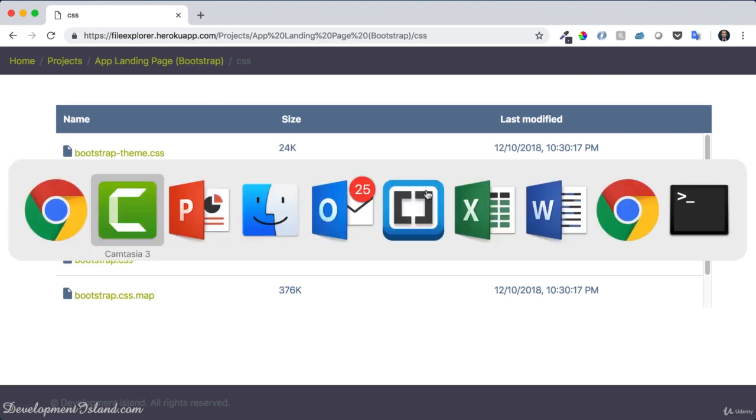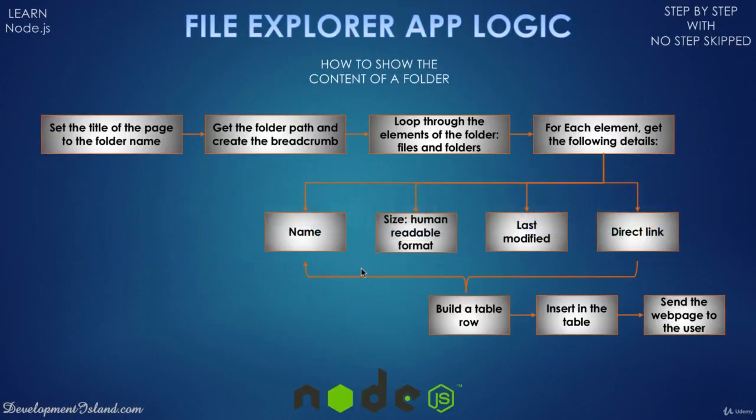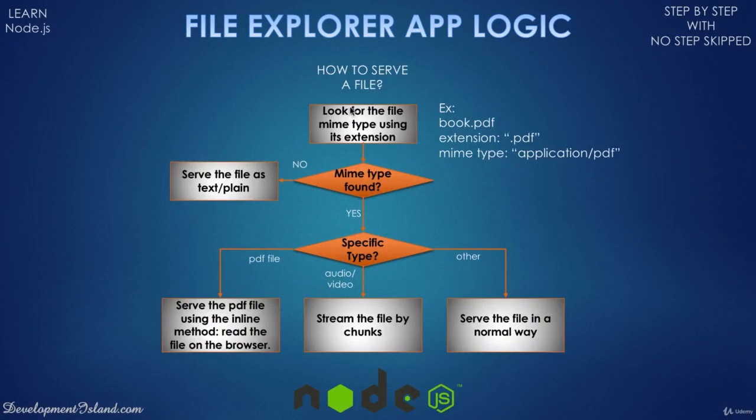All right, now let's move to the next scenario where you are serving a file. First of all, you need to look for the file MIME type using its extension. For example, if you've got a PDF file, the extension is going to be .pdf and the MIME type is going to be application/pdf.